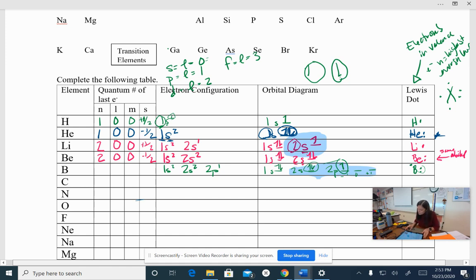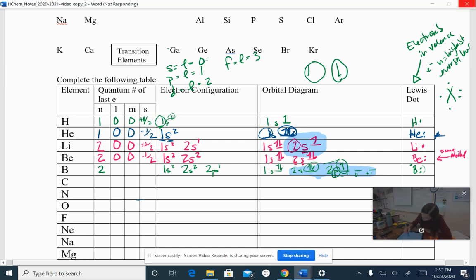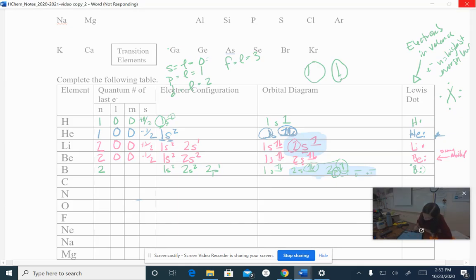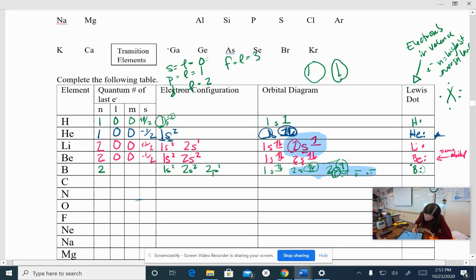Okay, so here we go. Our last electron was a 2. It was in a p orbital. Remember, if we have a p orbital, L is 1. Okay, so L is 1. We put it in the -1 orbital, and it was an up spin. So it was a positive.